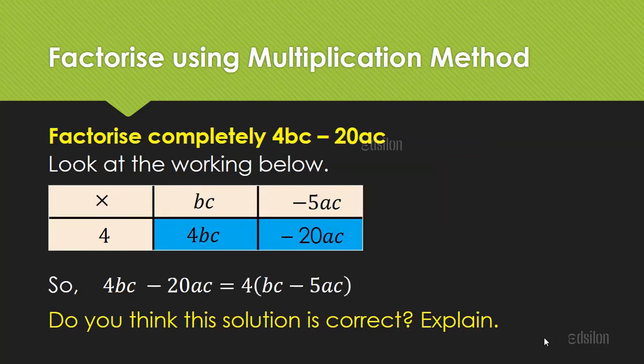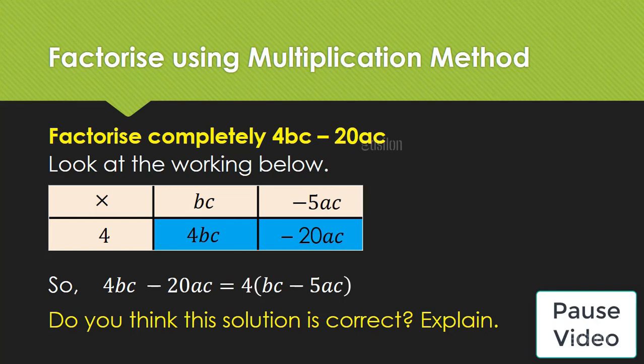In the last example, we factorized completely 4bc minus 20ac. Some of you may wonder whether you can just extract the common factor 4, thus getting the other factor bc minus 5ac. So, the factorization of 4bc minus 20ac gives the answer 4 times of bc minus 5ac. Do you think this solution is correct? Pause the video to write down your explanation now. At the end of the video, check your answer against mine.